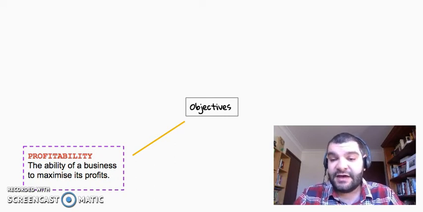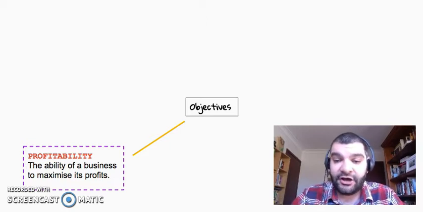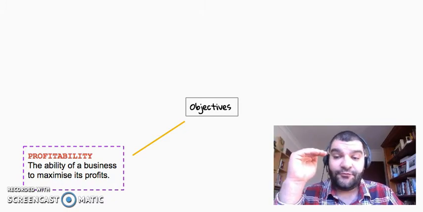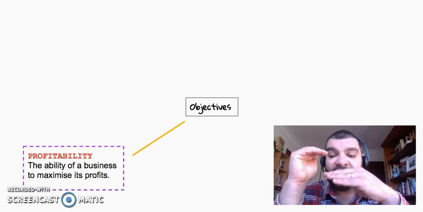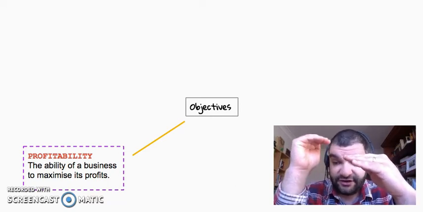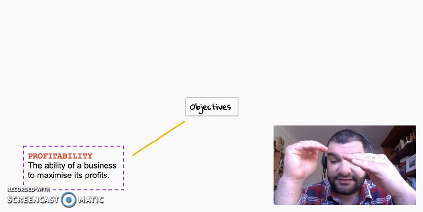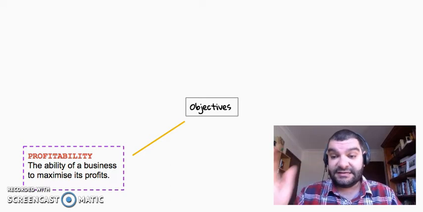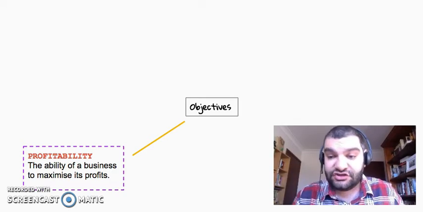Basically, the ability for the business to maximize its profits. Now, the way to maximize profits is to reduce costs. Even if the price you charge customers stays the same, if you reduce costs, that increases profit. The only other way you can increase profit is by keeping costs where they are and increasing the price, or by increasing price and reducing costs. That gives you the biggest difference, and that increases your profitability.